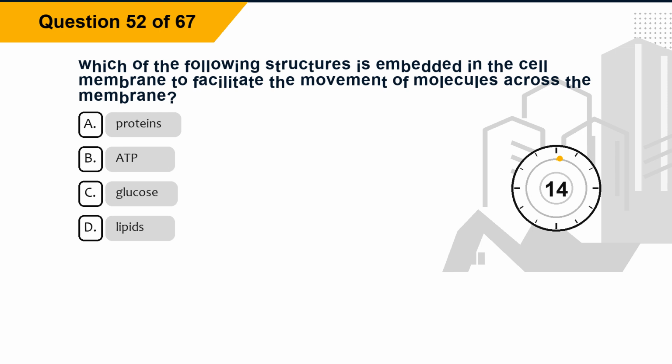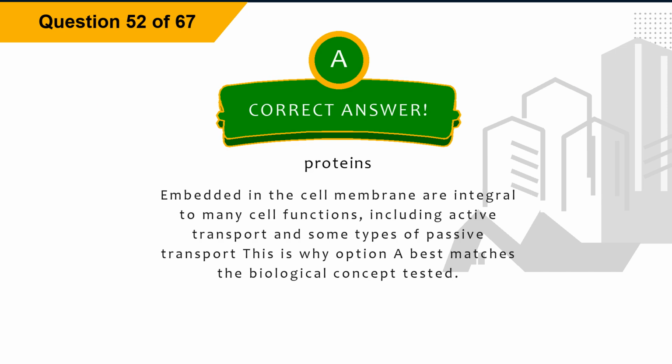Question 52. Which of the following structures is embedded in the cell membrane to facilitate the movement of molecules across the membrane? Option A, proteins. Option B, ATP. Option C, glucose. Option D, lipids. The correct answer is option A, proteins. Explanation. Proteins embedded in the cell membrane are integral to many cell functions, including active transport and some types of passive transport. This is why option A best matches the biological concept tested.